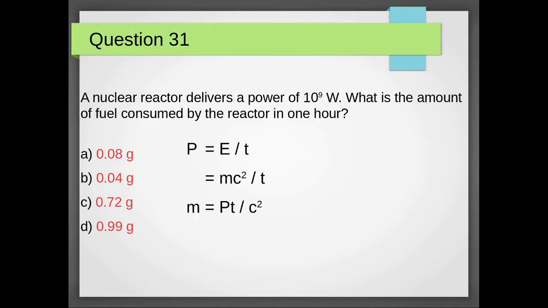Now we are required to find the amount of mass consumed to release the amount of power stated in the question. So we rearrange the formula to bring mass on the left hand side. So the right hand side turns out to be Pt by c square. Now plugging in the values, power is 10 to the power 9 watts multiplied by time. So 1 hour is 3600 seconds divided by speed of light, 3 into 10 power 8, whole square. So that gives us 0.04 grams. So option B is the right answer.